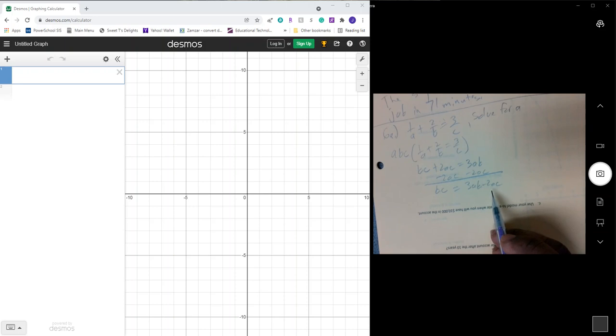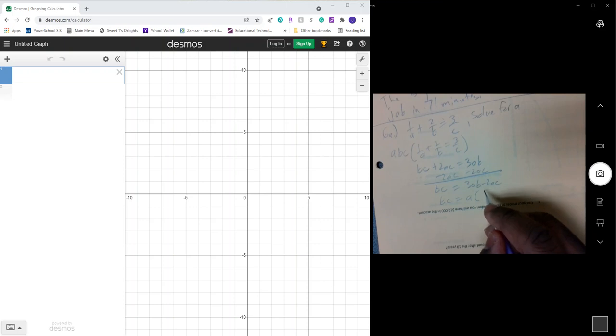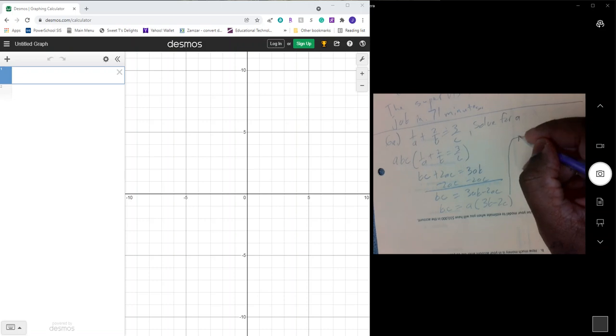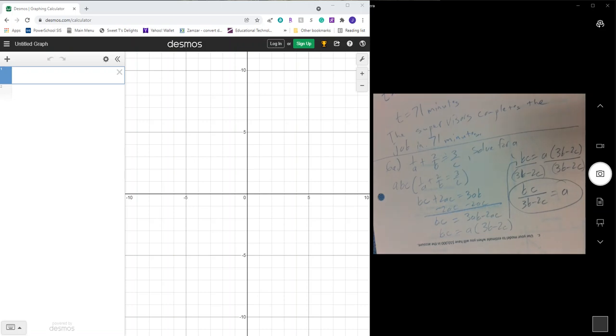So now what we could do here, we could factor out an a. So we have bc is equal to a times 3b minus 2c. We'll divide each side by 3b minus 2c. And then the answer would be bc over 3b minus 2c is equal to a. And that will be our final answer.